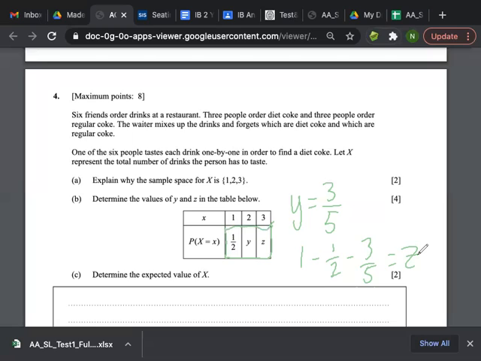Okay, the answer key has 3/6. Y should be 3/6 times 3/5. Wait a minute. Wait, what? Oh, okay. Oh, wait, I got it.